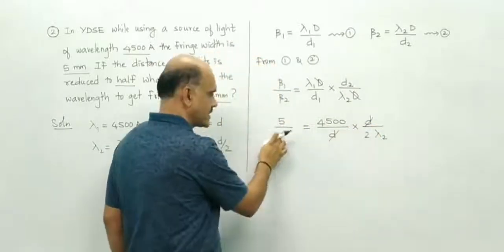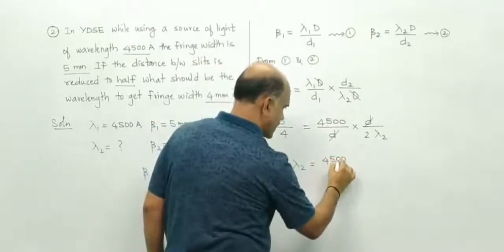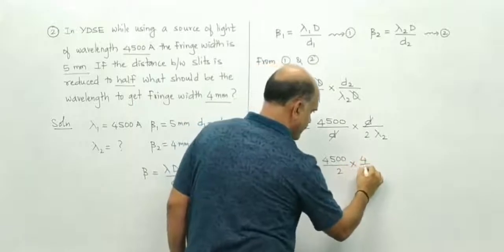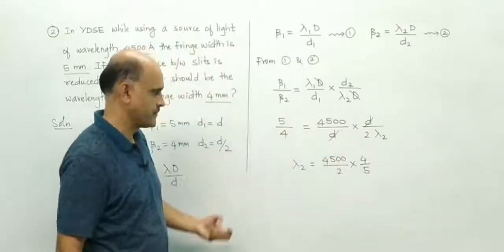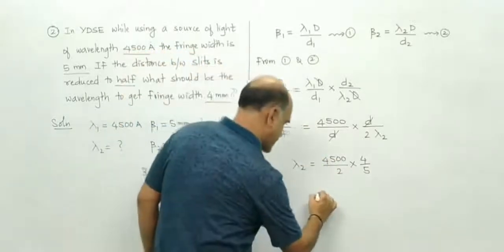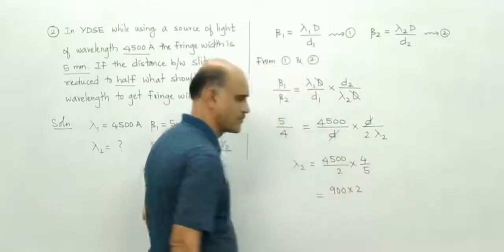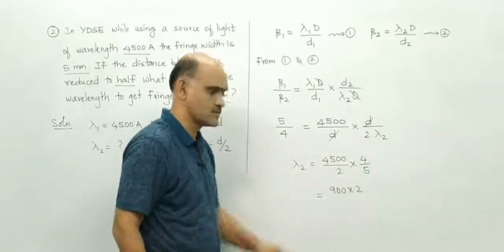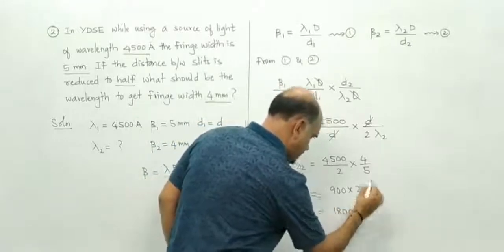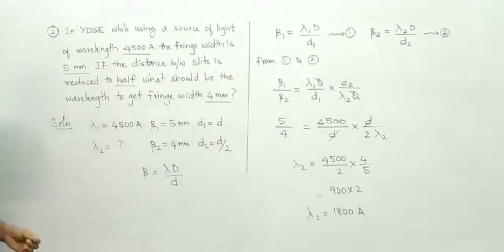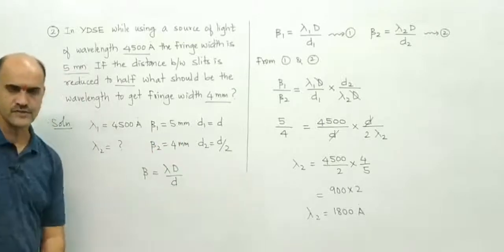Lambda 2 I will take to the LHS, this term I will take to the RHS. So lambda 2 is equal to 4500 by 2 into 4 divided by 5. 4 goes to the numerator, 5 comes to the denominator. Simplify, you will get the answer. So 5 9s are 45, 900 into 2. So you will get lambda 2 is equal to 1800 angstrom units. Clear, students? Again you can note down, we will see the next one.